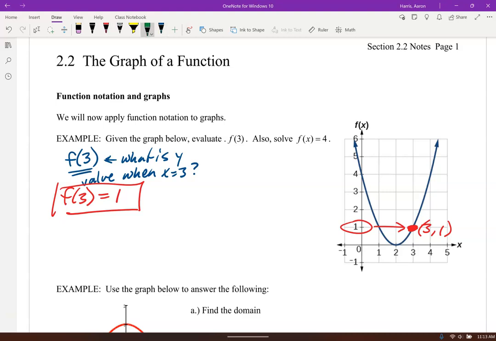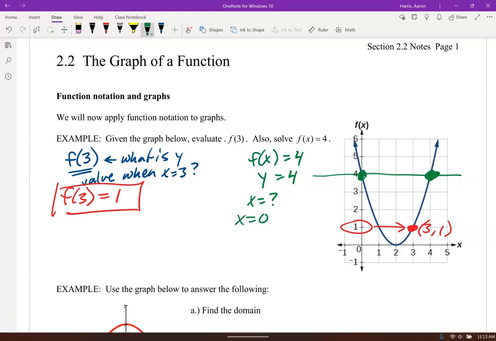And also, how about this one? Solve this. What makes this true? Well, if f of x is a nickname for y's, this is saying, what is the x value? So x would be what when y is 4? Well, let's find our y. Here's our y value of 4 right there. So it looks like we actually have two spots right here that make this true.